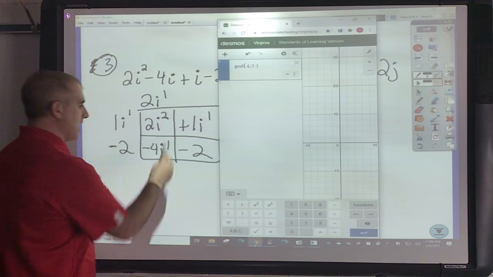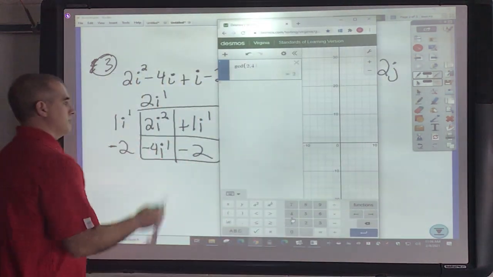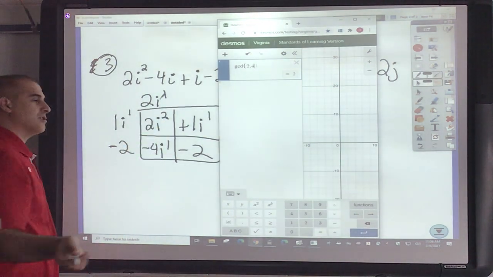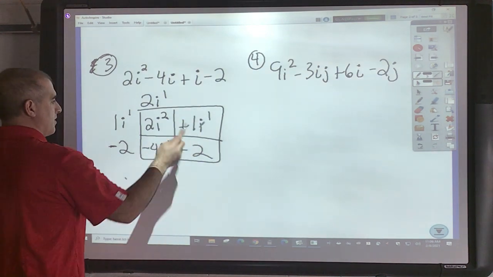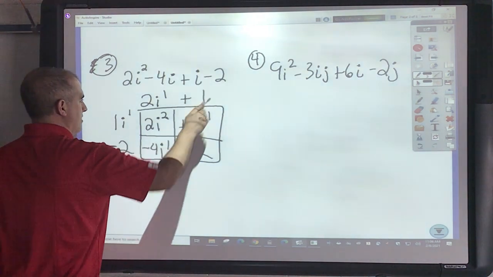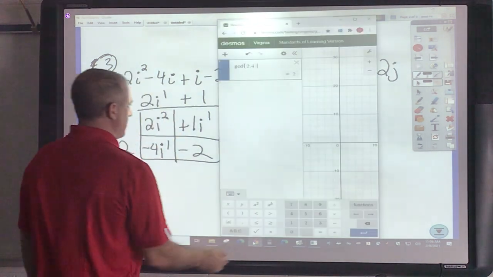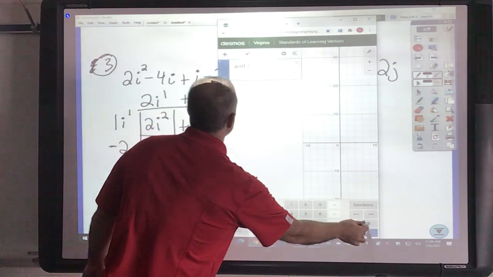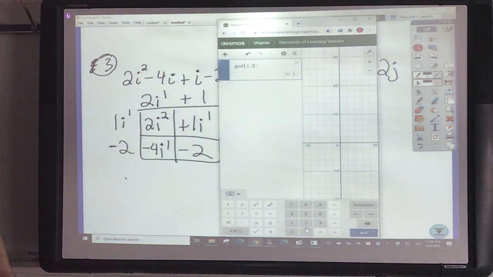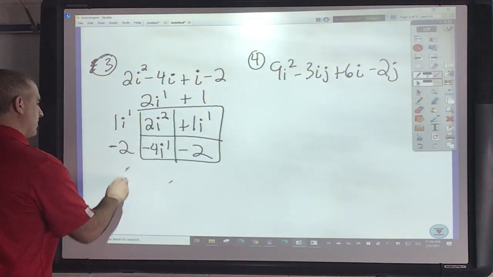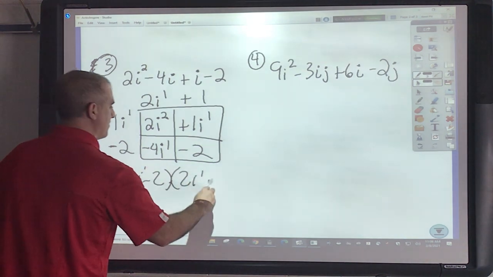Now, if you need to do the GCF, you could. All right, watch what happens. If you do 2 and 4, it's 2. They have an i. So either way you get there is fine. 1i times this would have to give me this, which would have to be +1. Okay? Also, this times this has got to give me that. Okay? All right, once again, you could do the GCF in here. So as much as you want, you can use the calculator. All right, that's got to be a 1, and neither of those have the i squared. So I got 1i minus 2, 2i to the first, plus 1.